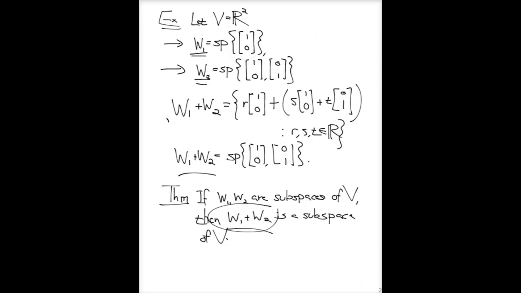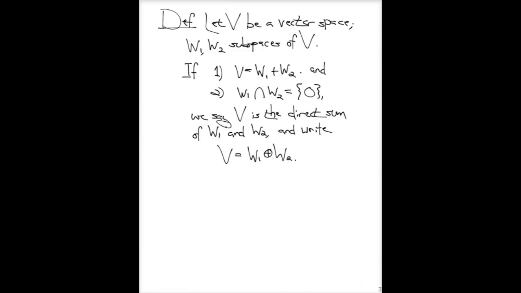We want to address the case when we don't have a redundancy like we saw in this example. And that turns out to be a special kind of sum of subspaces. And that's the main point of this video. So here's the definition we really want for this video. Let V be an arbitrary vector space, and let W1 and W2 be subspaces of V. If these two subspaces satisfy these two conditions, 1, that the sum of W1 and W2 gives you all of V, and 2, that the intersection of these two subspaces is the 0 vector space, then we say that V is the direct sum of W1 and W2, and we have special notation for this situation.